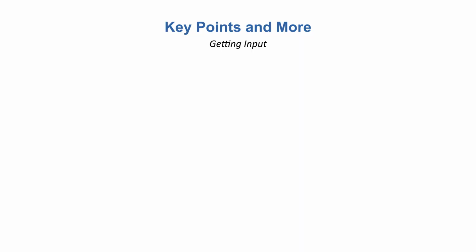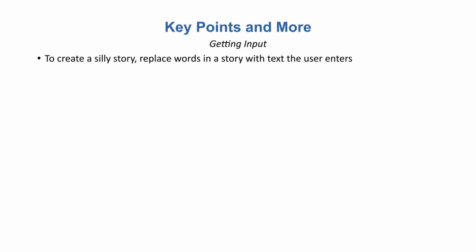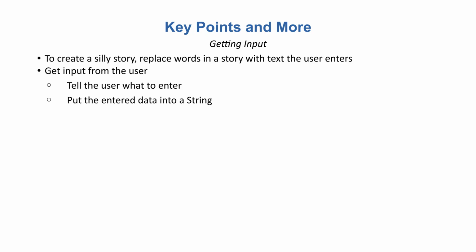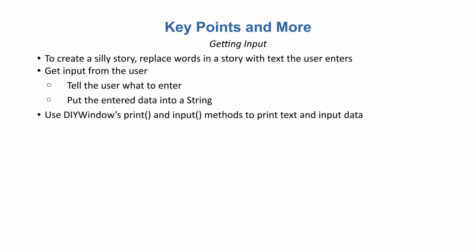Key points and more. Getting input. To create a silly story, replace words in a known story or your own made-up story with text the user enters for those words. To get input from the program's user, first tell the user what to enter, then put the entered data into a string. Use DIY Windows print and input methods to print text and input data. I referred to these print and inputs as methods. Methods will be explained more in the next lessons.